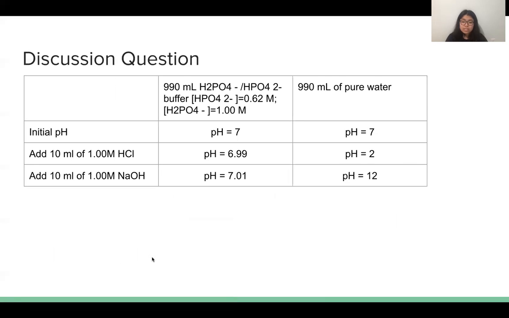Now, if we go back to the table we were supposed to fill out, it's all filled out. We see that the pH went from 7 to 6.99 when an acid is added, and from 7 to 7.01 when a base is added. This is where you can see that, because this is a buffer, H2PO4- and HPO4 2-, when a strong acid or a strong base is added, the pH is somewhat protected. It doesn't change drastically.